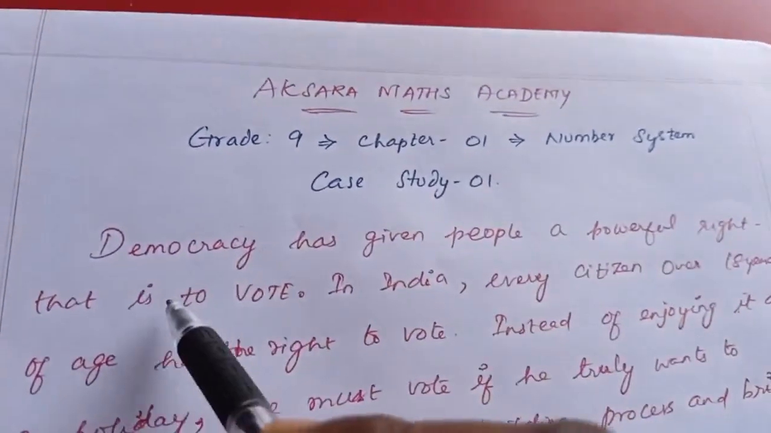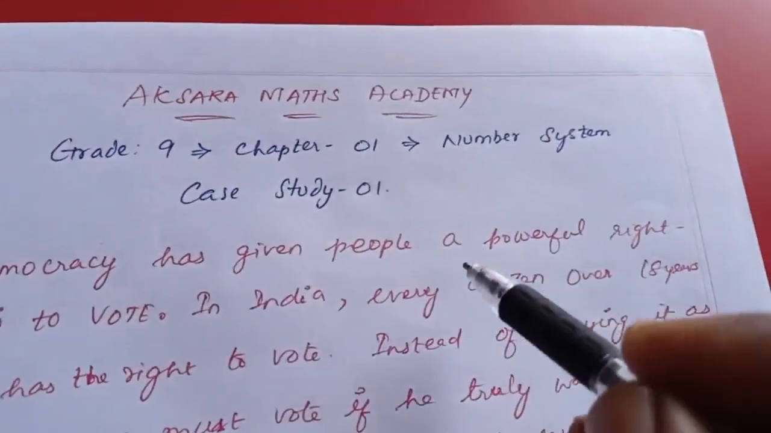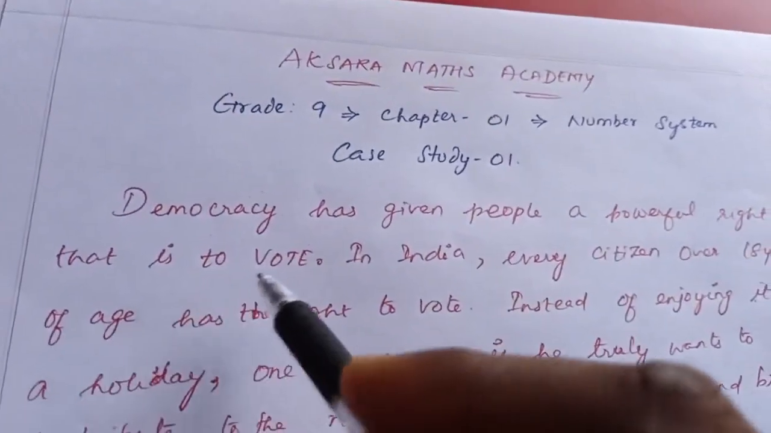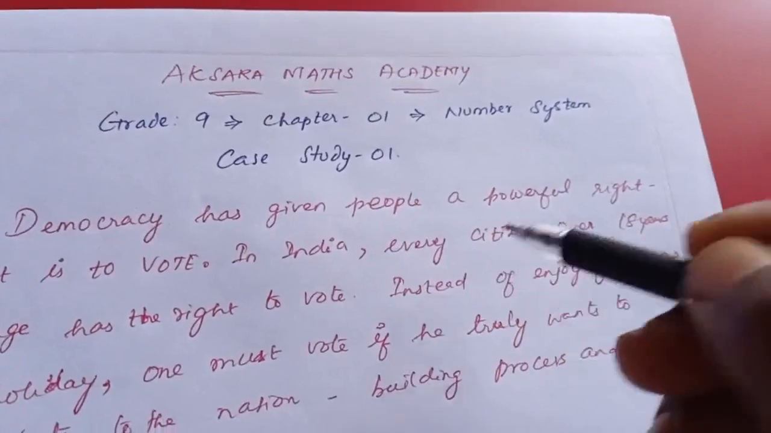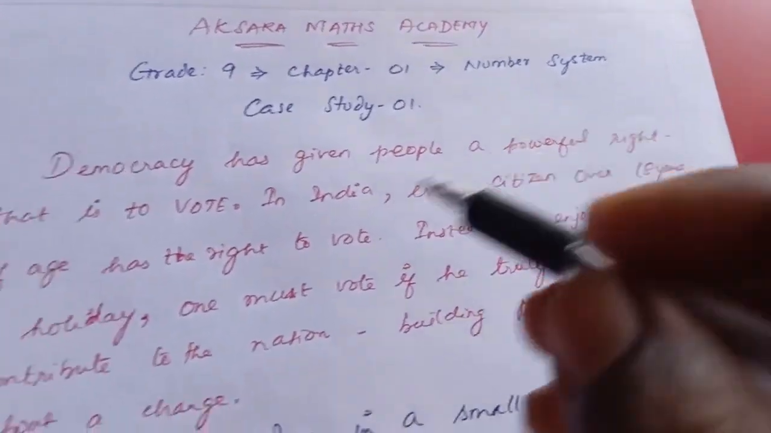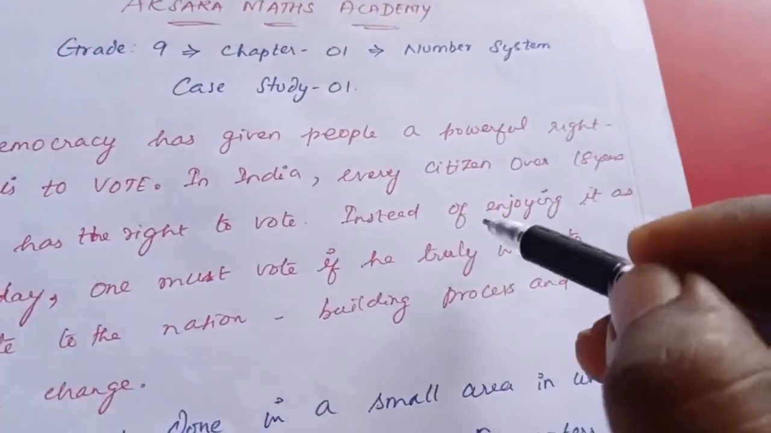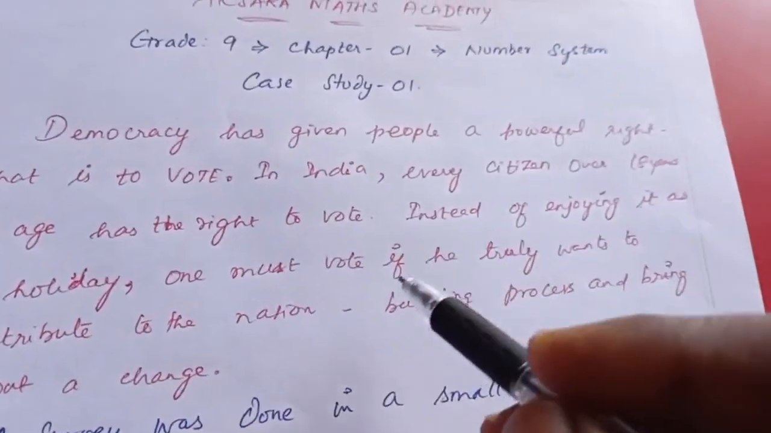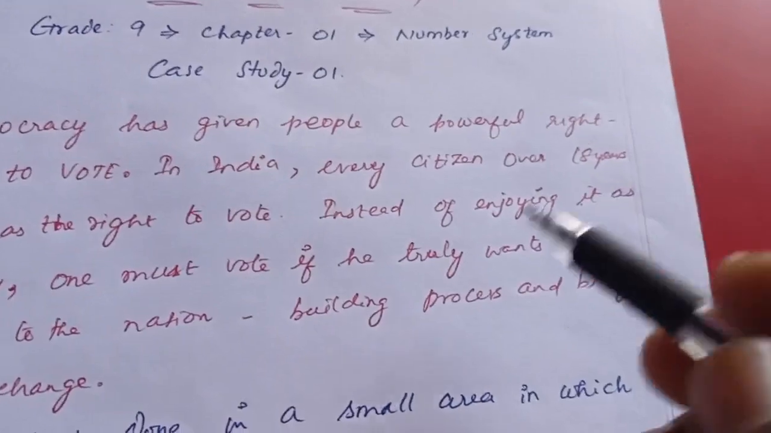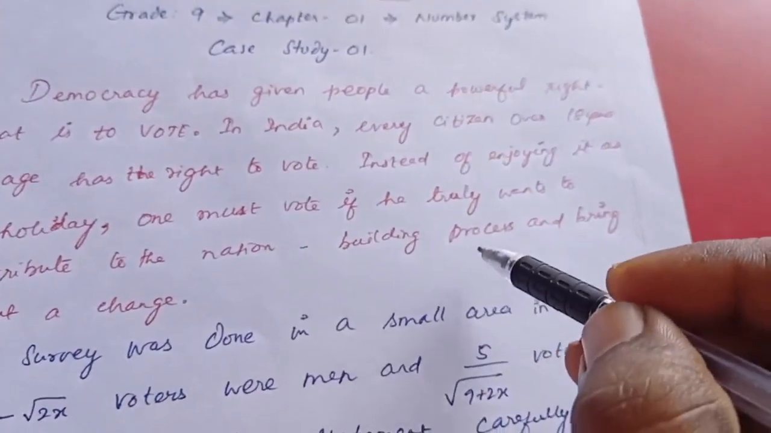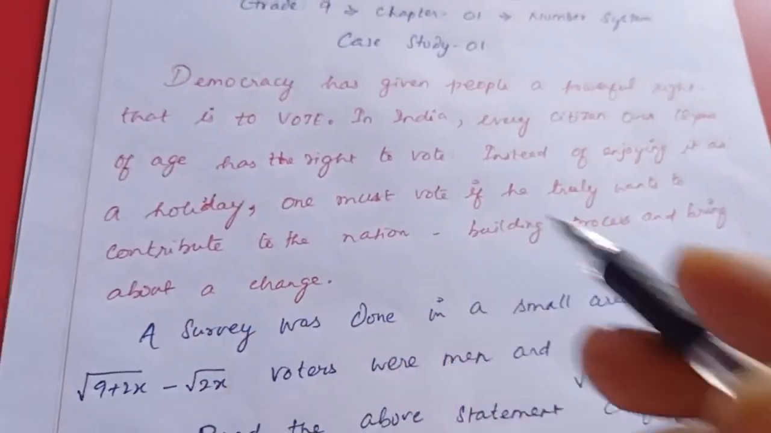Today's case study is: democracy has given people a powerful right, that is to vote. In India, every citizen over 18 years of age has a right to vote. Instead of enjoying it as a holiday, one must vote if he truly wants to contribute to the nation building process and bring up the change.